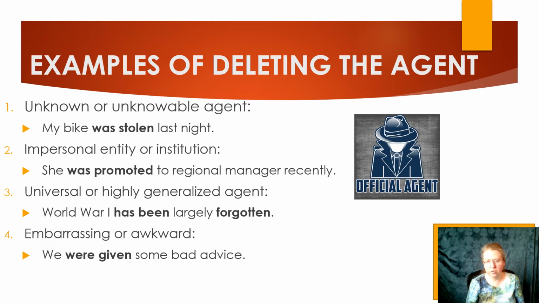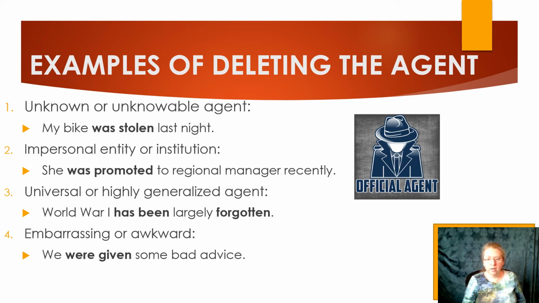In the case of an impersonal entity or institution, she was promoted to regional manager recently. It doesn't really matter who promoted her. We're leaving the focus on her. She was promoted. So there's no agent mentioned. And then the third example, when there's a universal or highly generalized agent. So World War I has been largely forgotten. Forgotten by who? The world? Everybody? So there's no need to mention the agent.